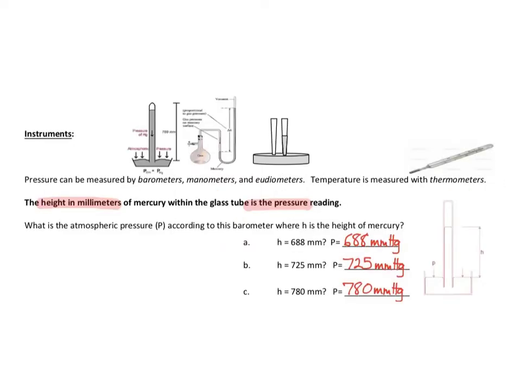This diagram demonstrates 3 different instruments that have been created to measure pressure: the barometer, the manometer, and the eudiometer. Thermometers measure temperature. You can read this bold statement that says, the height in millimeters of mercury within the glass tube is the pressure reading. Therefore, if the height of mercury is 688 millimeters, then the pressure is 688 millimeters of mercury. It's really that simple.